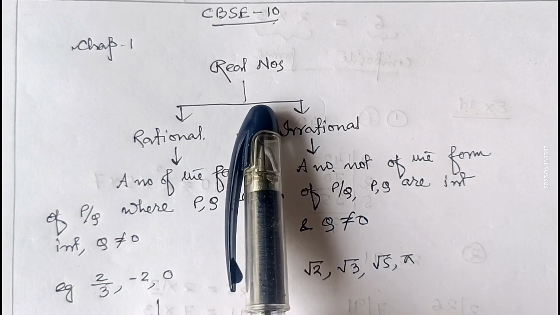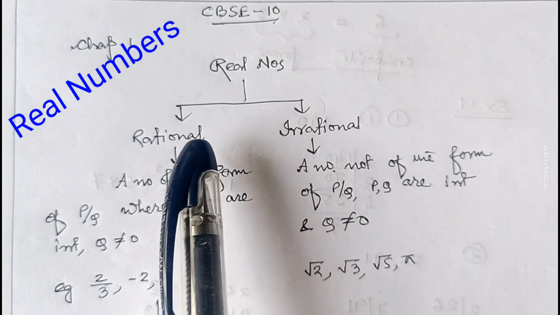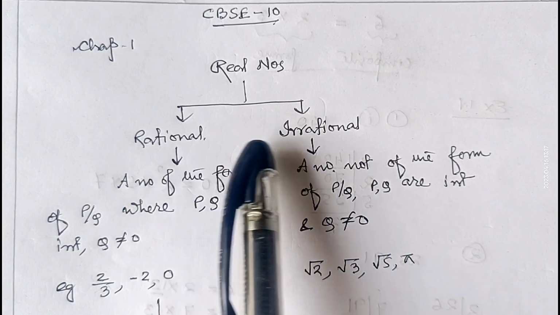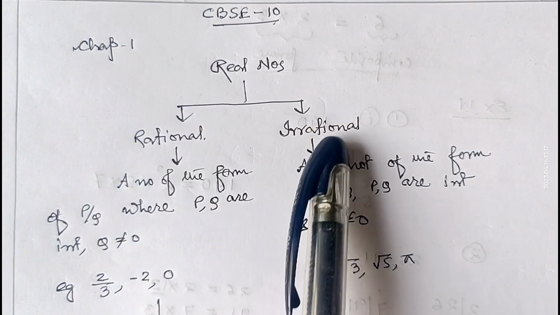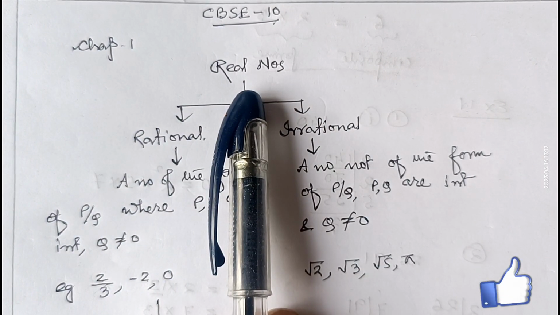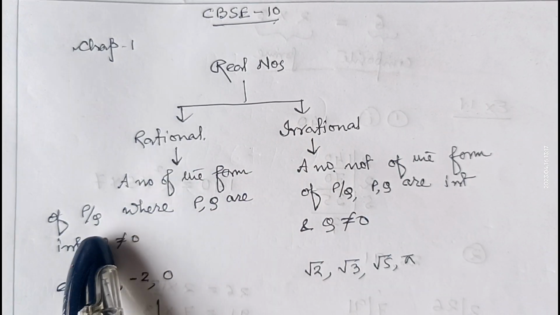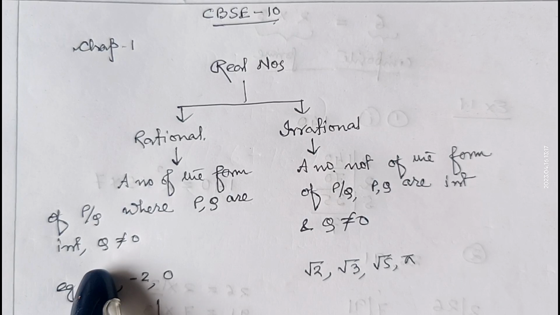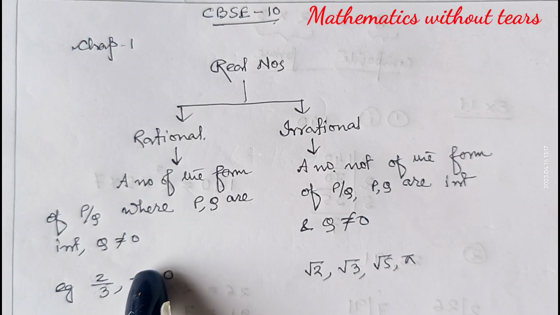As you know, the name of the chapter is real numbers. What are real numbers? When you say real numbers, there are two parts. One is called rational part, another is called irrational part. So we can say rational plus irrational means real numbers. Now what is a rational number? A number of the form p by q, where p and q are integers and q not equal to 0, then this type of numbers are called rational numbers.